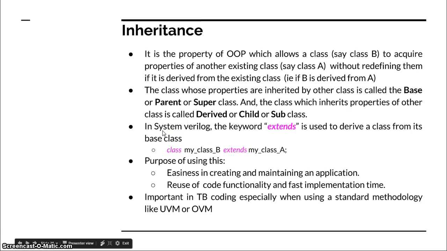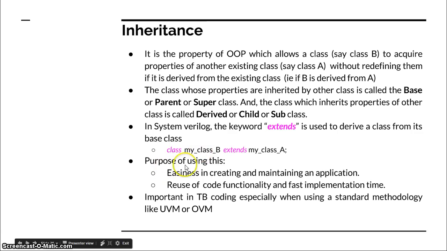So in SystemVerilog, how do we define an inherited class? We use the keyword extends to derive a class from its base class. If you are defining a class like my class B extends my class A, this should be your first statement in defining the class. So my class B is extending from my class A. In this example, my class A is the base class or the parent class, and my class B is the derived class or the child class.